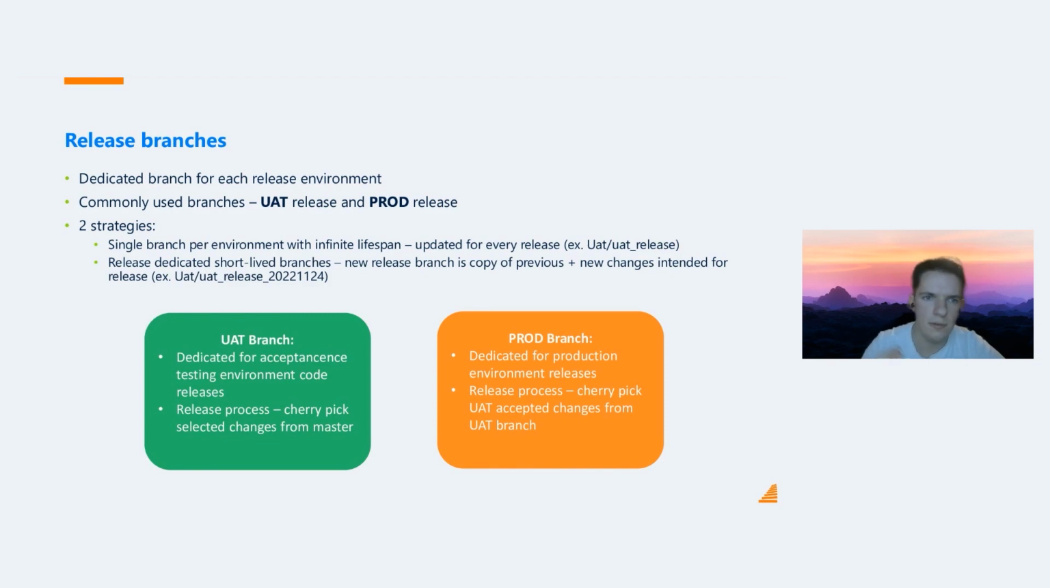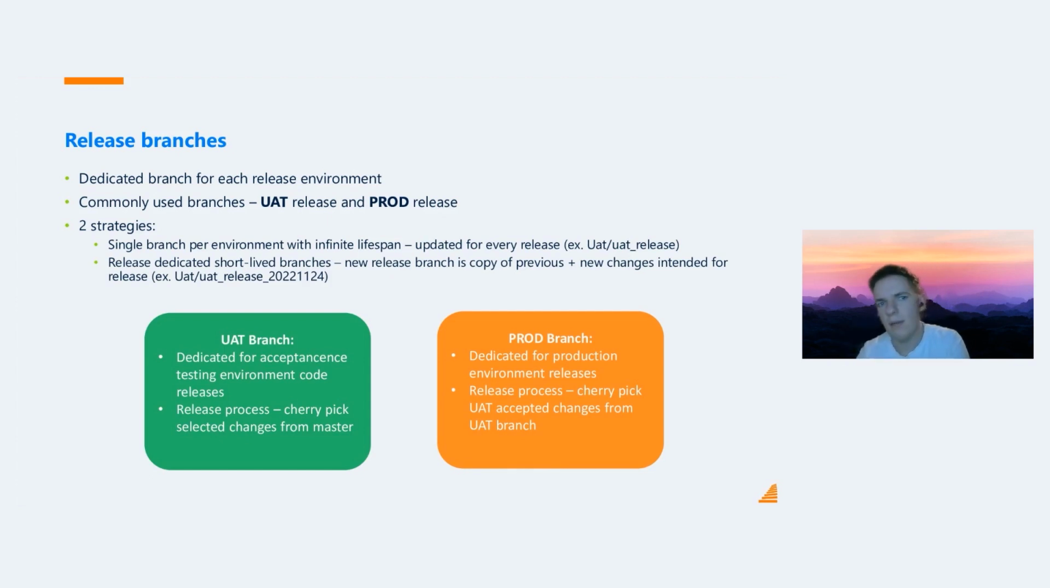The second strategy is to have release-dedicated short-lived branches, like UAT release 2022 1124, which basically says the date, and production release also the same way. In that case, you basically make a copy of the latest branch and you add features to that copy of the latest branch. This allows you to have different copies, and basically you have a time machine so you can see when you released which feature.